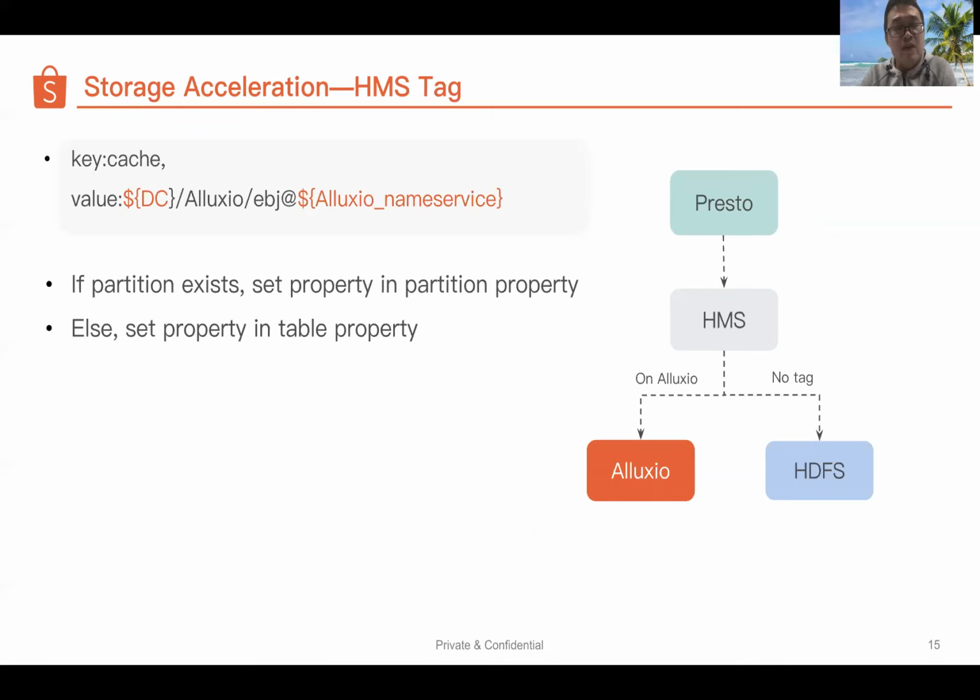Let us see the HMS tag. The HMS tag is a key-value pair. The key is cache. The value is the data center, Alluxio, EBG, and Alluxio name service. If the partition exists, set the property in the partition properties, else set the property in the table properties. Presto first gets information from HMS. When there is a tag, it reads data from Alluxio, else it reads data from HDFS.